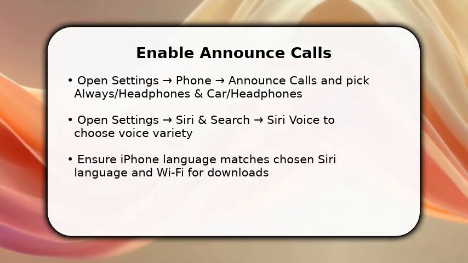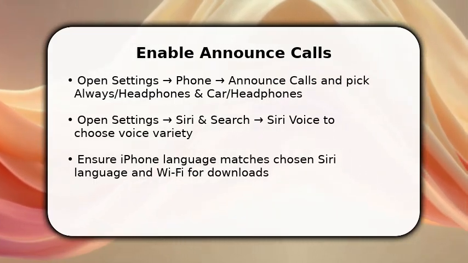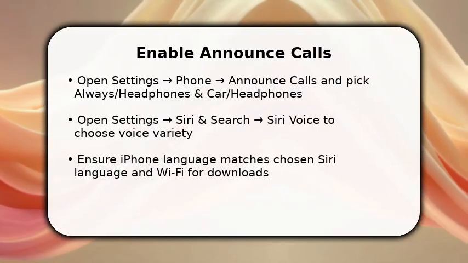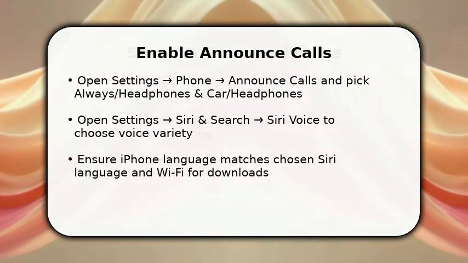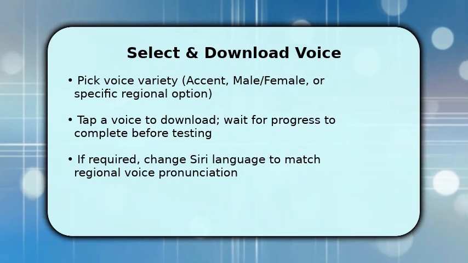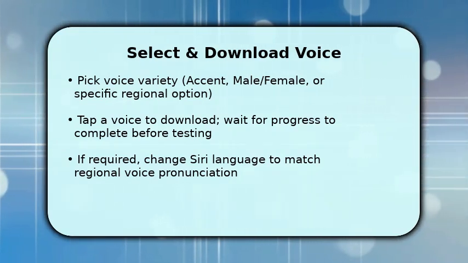This matters because the announced call uses Siri's current voice profile. Also verify the device language matches the voice selection, so pronunciations are consistent with names and numbers. Next, you select the precise voice you want and allow it to download. That's the core step that changes how calls are announced.